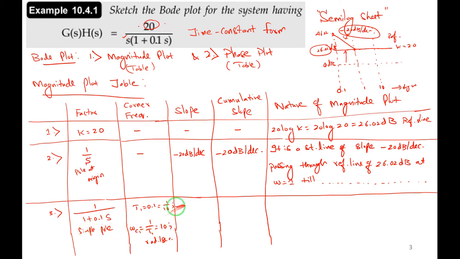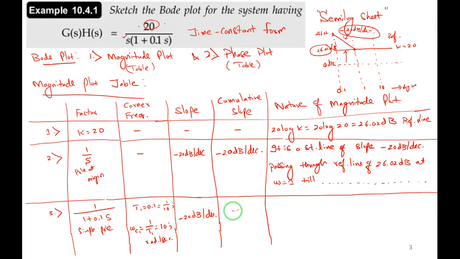What is the contribution by this simple pole? Can anyone tell the slope? What is the contribution by the simple pole? What is the dash dB per decade? Simple pole. Minus 20. Yes, minus 20. It is the same as the pole at origin. Minus 20 dB per decade.